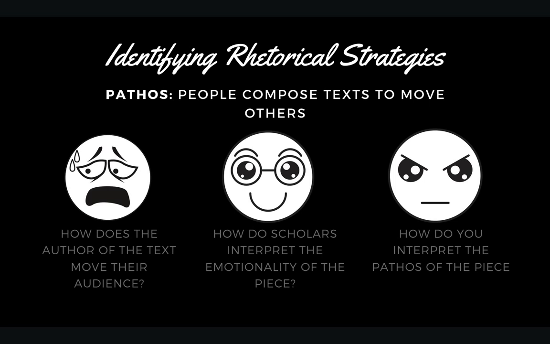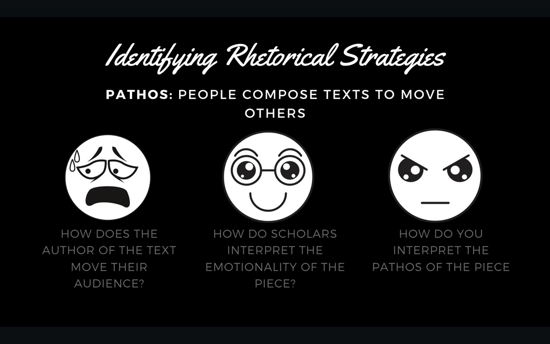And the next appeal is pathos. I think students typically, and maybe you're this way, have an easier time with pathos. That's just examining the emotionality of a piece. How does the author of the text move their audience? What are the things that make an audience happy, sad, scared, anxious? How do other scholars interpret the emotionality of the piece?